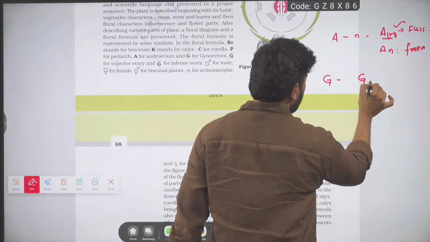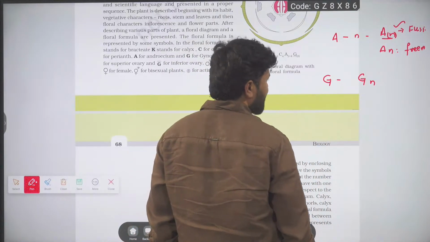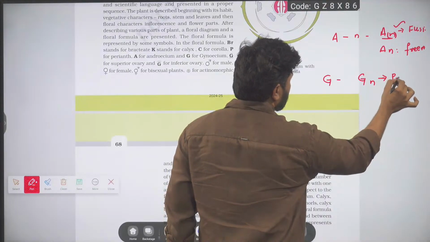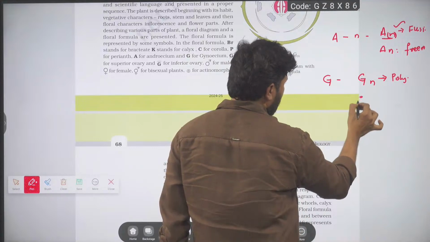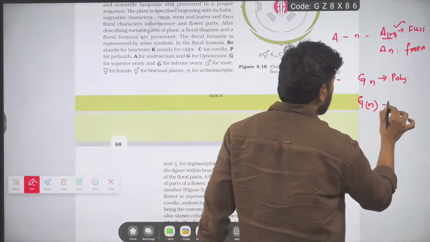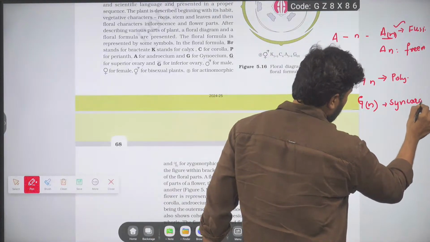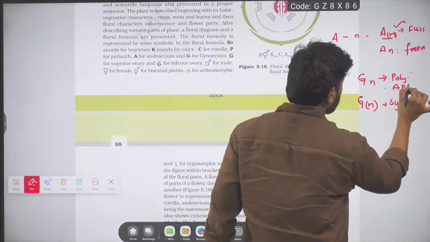Gynoecium. When it comes to gynoecium, G represents gynoecium. If G has n number of carpels, but you kept that n as free, this is called polycarpellary or free carpels. Next one, G kept under parenthesis. This condition is called syncarpous gynoecium. And sometimes free carpels are also called apocarpous gynoecium.